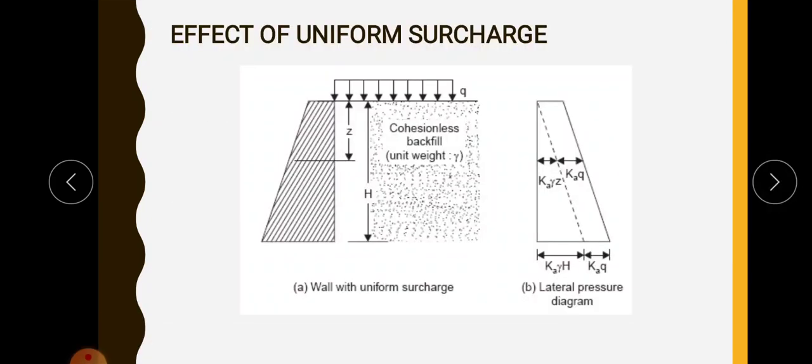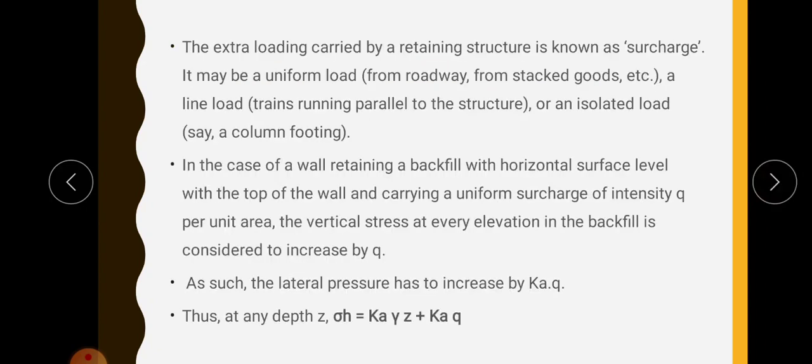Then in the next case there will be a uniform surcharge weight, that is Q. This surcharge, or the intensity of the surcharge, which is marked as Q, is the same at every point irrespective of the depth. So the vertical stress at every elevation in the backfill is considered to increase by Q. So lateral earth pressure has to increase by Ka into Q. So the variation is in the form of a rectangle since it is the same at every point.